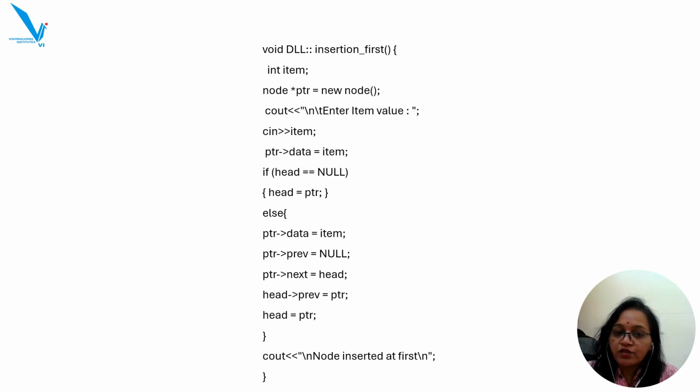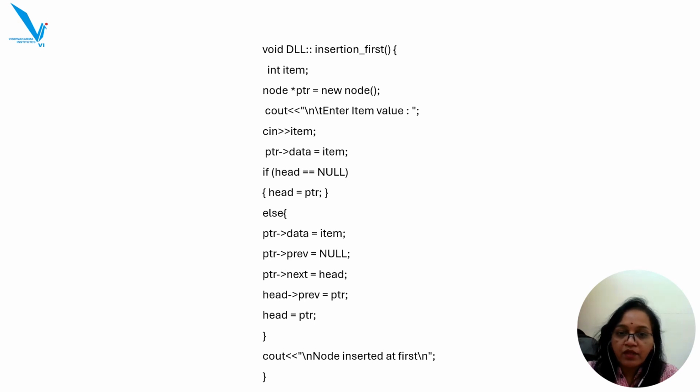Pointer of next is equal to head. Head of previous is equal to pointer, and head is equal to pointer. And after that you have to give the message "node inserted successfully at first position". Now let us see all these pointer updations with the help of animation to make the picture more clear. I am going to copy these instructions into the animation also, so that the picture will be clear to you.